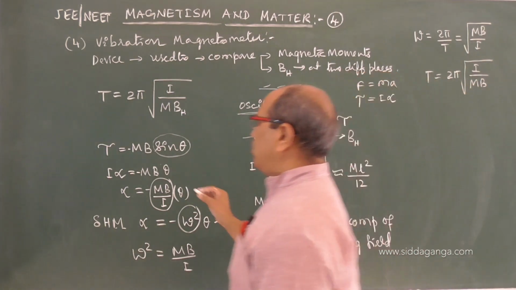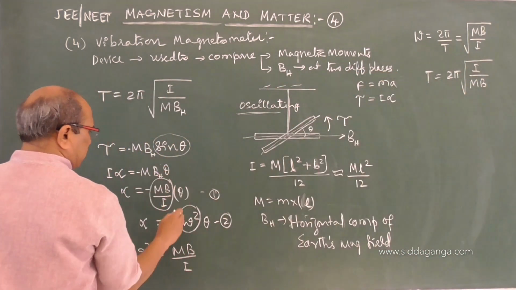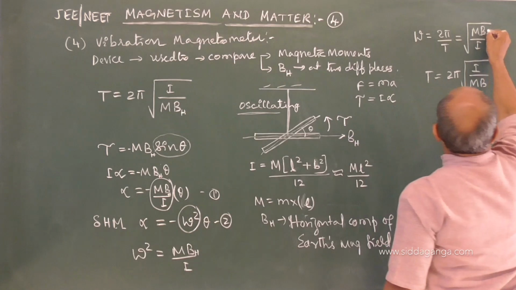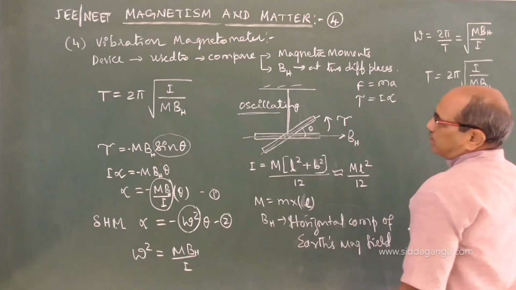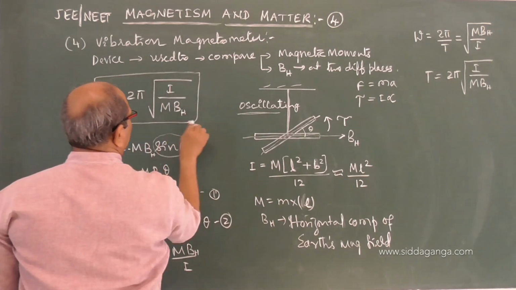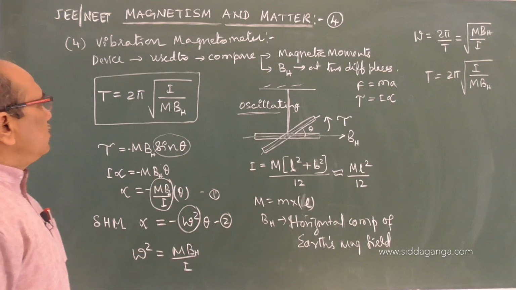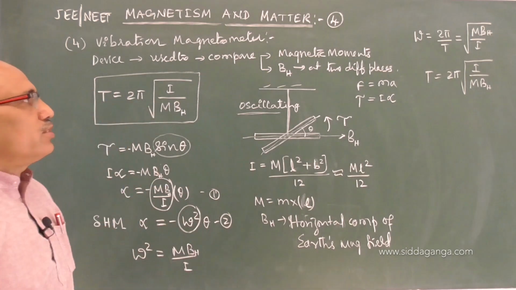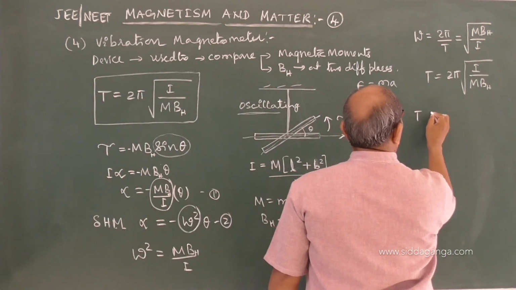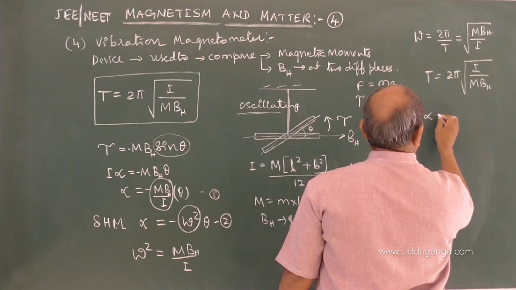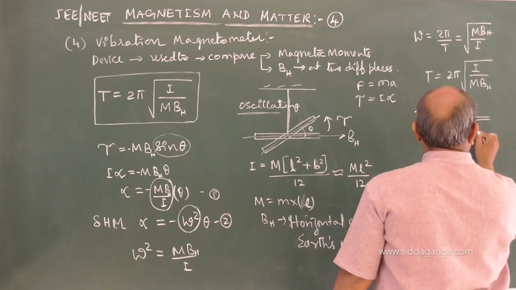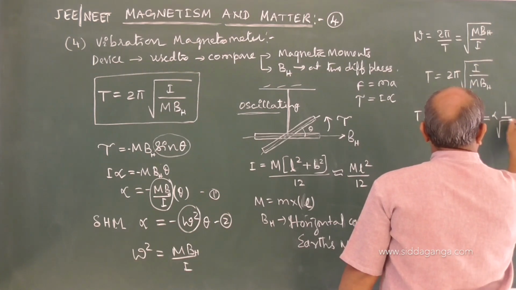If I take it as the horizontal component of the earth's magnetic field, we have this equation here. No derivation is necessary for you in the board exam, but the relation is required to face the entrance questions. 2 pi root of I upon mBH. What we see here is T is directly proportional to root I, but inversely proportional to root m and inversely proportional to root BH.